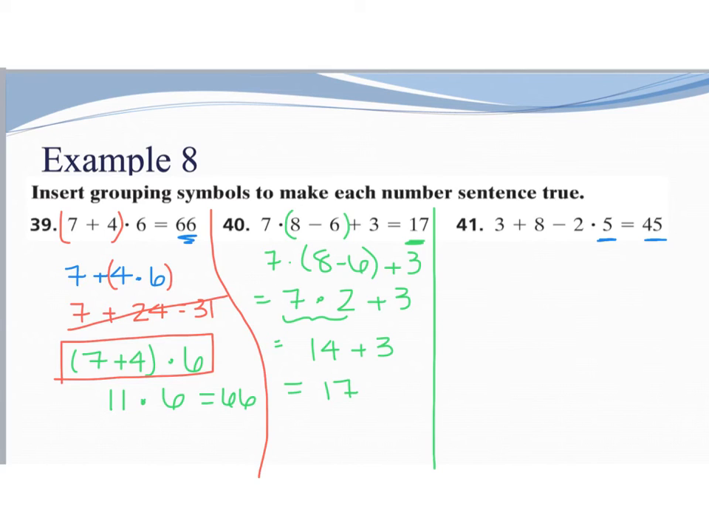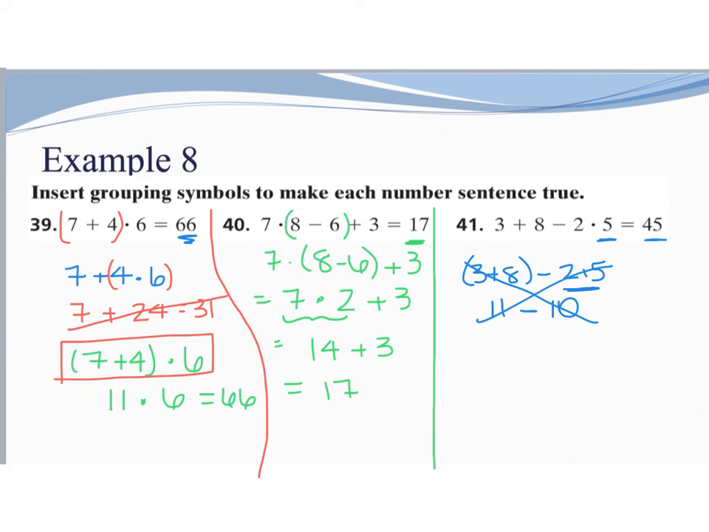So if I try grouping the 3 plus 8 together, I end up with the quantity of 3 plus 8 minus 2 times 5. Well, order of operations tells me I'm going to have to simplify the 3 plus 8 first. So 3 plus 8 is 11, but I'm still going to have to simplify that 2 times 5, excuse me, which will give me 10. So again, that's not going to help me. Okay, so I'm going to cross this off.